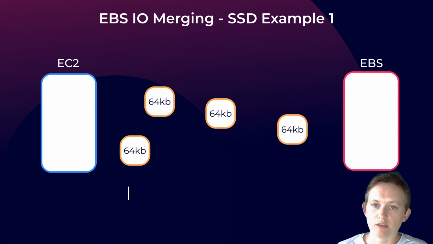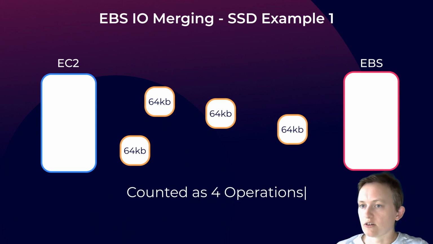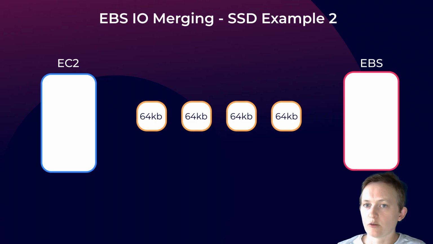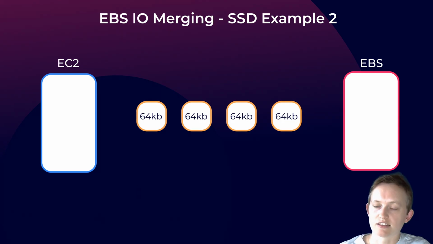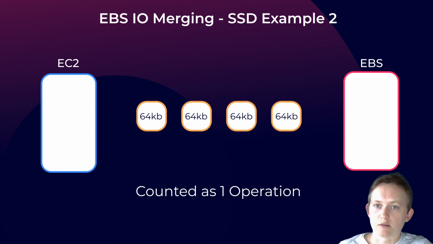So when they arrive at EBS, they're not going to be merged. So EBS is actually going to count them as 4 individual operations. And if we look at our second example, here again, we've got our EC2 instance, and it's also got the same SSD volume attached. And this time we've actually got 4 operations, which are sequential in nature. So they're one after the other, and they're each 64 kilobytes in size. So when these 4 individual operations land over on EBS, EBS is actually going to see that they're sequential in nature and they're smaller than the maximum size of 256 kilobytes. So EBS will go ahead and merge these 4 IOs, and it's going to count them as one IO operation.